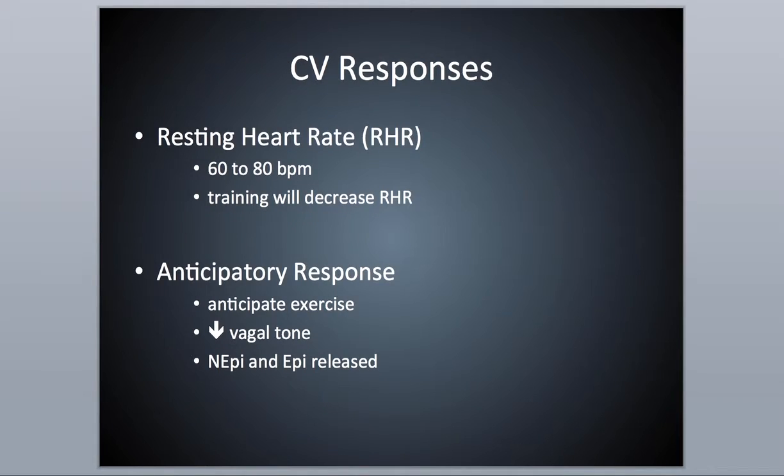Now, resting heart rate is usually around 60 to 80 beats per minute, give or take a little bit. Someone who is really, really trained is going to have a really low heart rate. It could even be in the high 30s or the 40s. Someone who is really out of shape, it could be higher than 80.